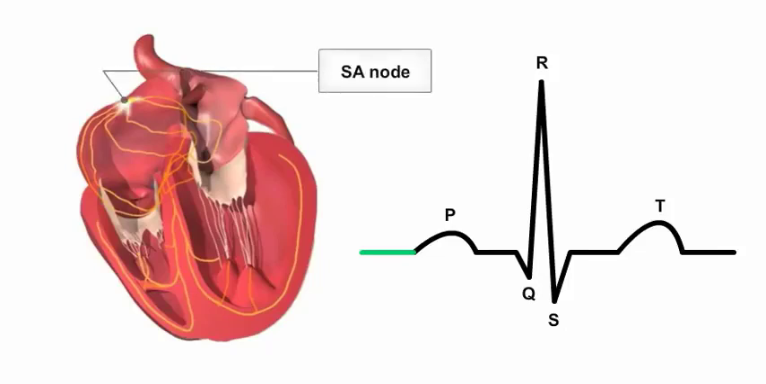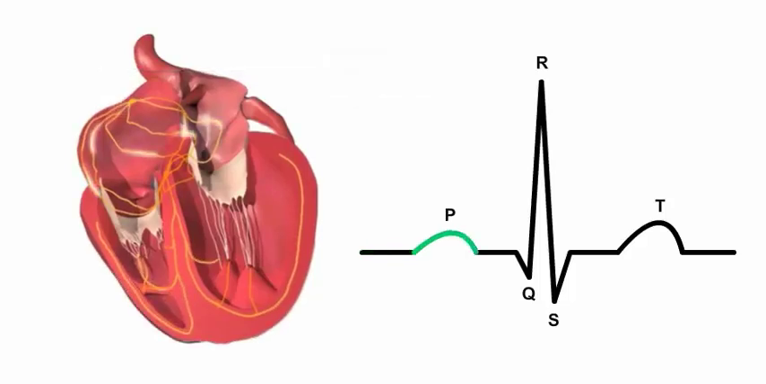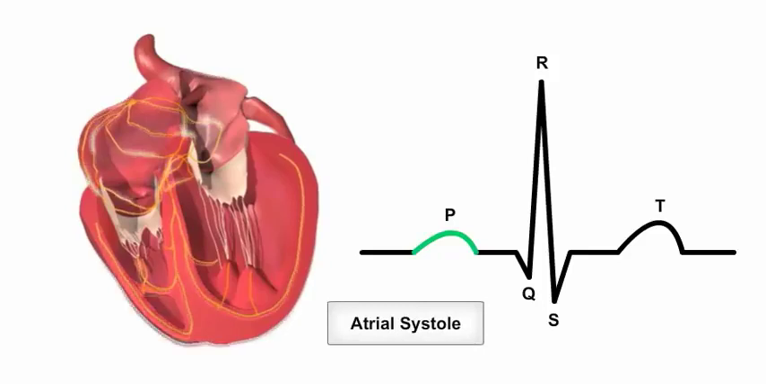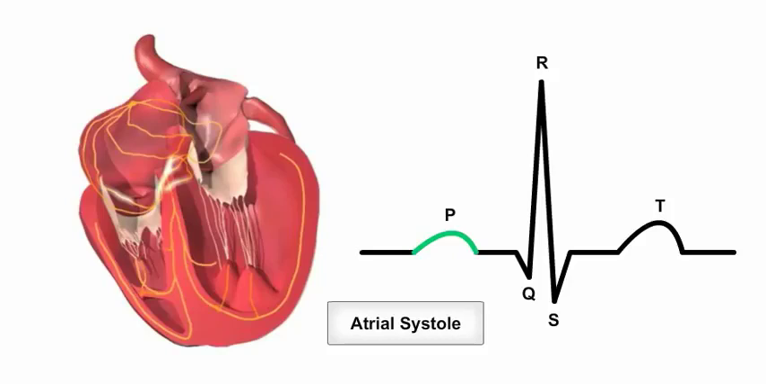In a normal heart, each beat begins in the right atrium with an action potential signal from the sinoatrial or SA node, the heart's natural pacemaker. The signal spreads across both atria, causing the muscle cells to depolarize and contract, inducing a phase known as atrial systole. On the ECG, this atrial depolarization is represented by the P wave.